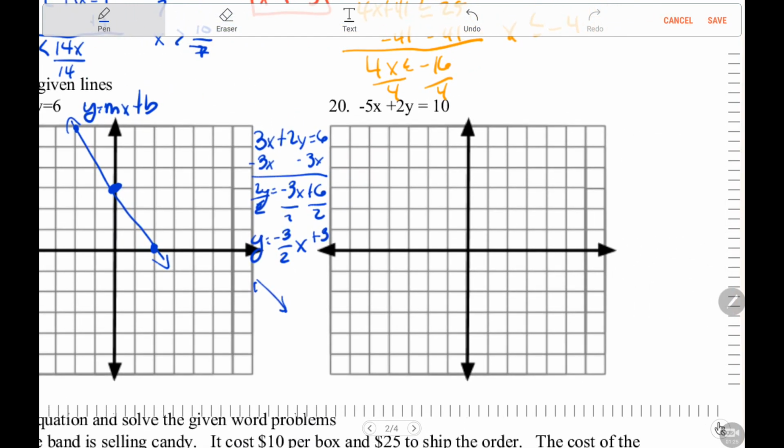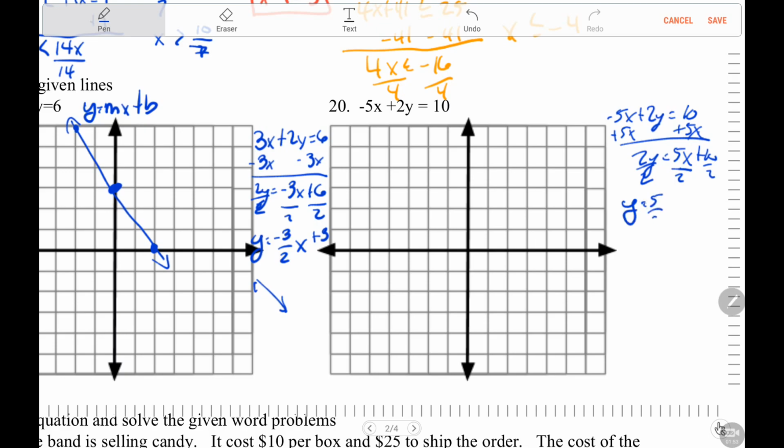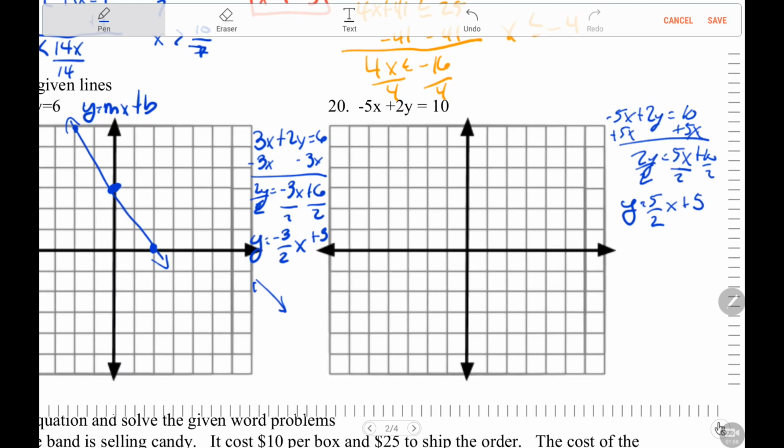Now on the right, same thing: negative 5x plus 2y equals 10. We want to get y by itself, so add the 5x. We get 2y equals 5x plus 10. Divide everything by 2 so we get y by itself. So y equals 5 over 2 x plus 10 divided by 2, which is 5. Our y-intercept here is 5. So 1, 2, 3, 4, 5.